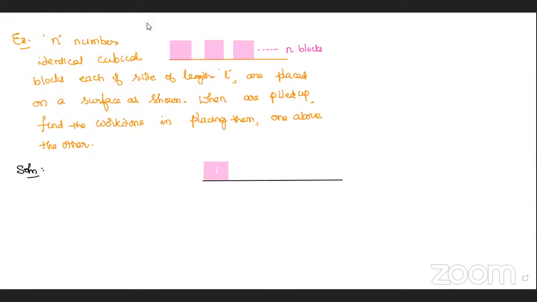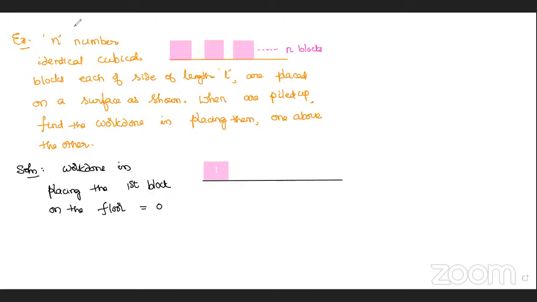That's why, shall I write here while writing the solution? Work done in placing the first block on the floor equals, I say, 0. Why? Because you are not moving. It is already placed on the floor. That's why you did not do any work on the first block.